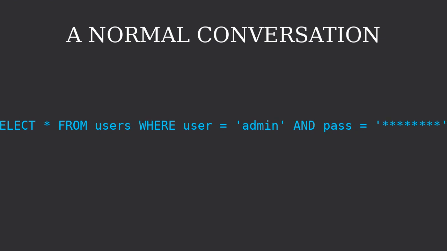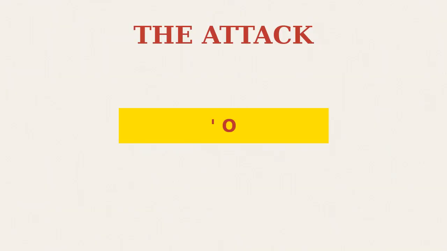The 1 equals 1 portion makes the entire logic check true, regardless of what the password is. The two dashes at the end are even more clever. They tell the database to ignore every line of code that comes after them, effectively deleting the password requirement entirely. In an instant, the locked gate is not just bypassed, it ceases to exist.